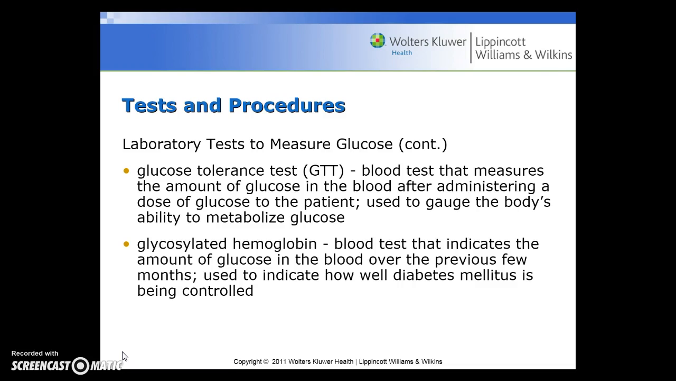Glycosylated, sorry, I'm not sure why I can't say that. Dietitians deal with this all the time.